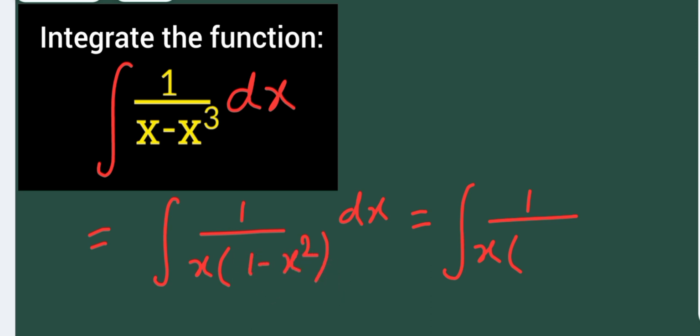Using the a square minus b square formula, I can write this as x into 1 minus x and 1 plus x, and dx, correct? So we can write in this way. Since this is 1 divided by x into 1 minus x into 1 plus x, in this type of question, you know how we are doing it.